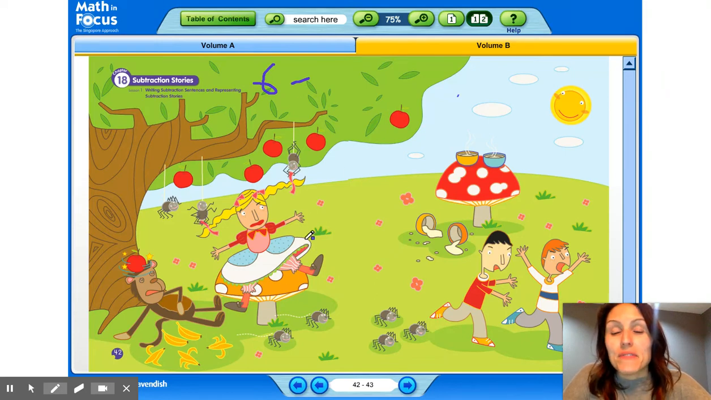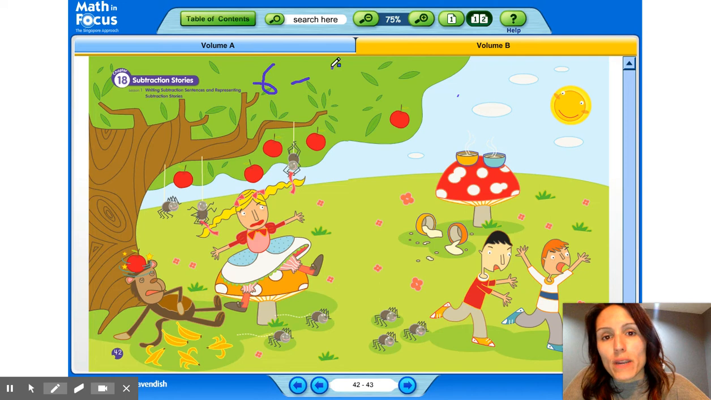1 apple fell out of the tree. So you can see it's down here on the monkey's head. So there's only 1 apple. Look around. Do you see any more apples that fell? No. Good. So just that 1 apple. So we're going to write that 1 right here. Again, we're writing that number sentence.